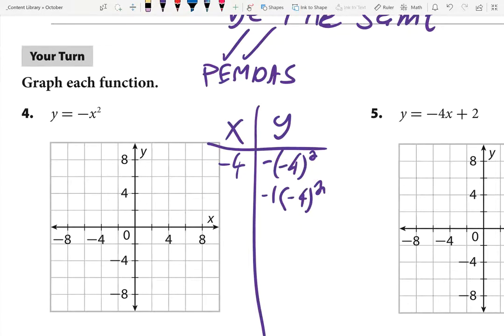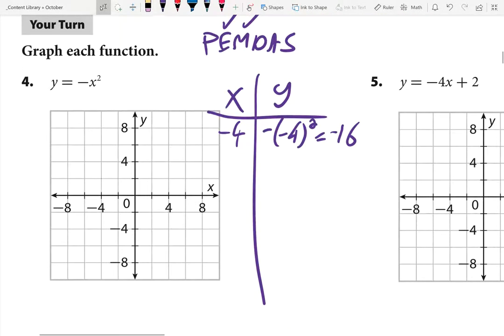So really what you're doing is (-4) squared first. (-4) squared is -4 times -4, which is positive 16. So really we have a -1 times 16, right? Because we had to do this first. And then that negative now gets attached to that 16, making it a final result of -16. So this is equal to -16. Now you'll notice when I try to graph that, -4, -16 is too far down here.